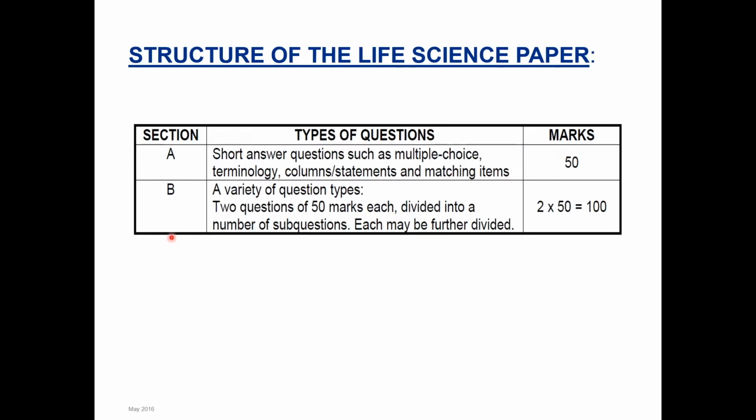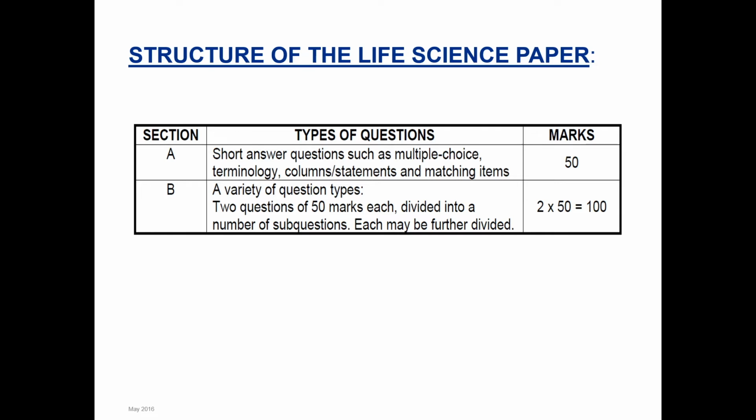Your paper will be made up of Section A, 50 marks, Section B, 100 marks. Now, in Section A, you'll be tested with multiple choice questions, terminology, column statements, and matching items. Section B, you'll have a variety of questions. You'll have question 2 and 3, 50 marks each, and here you can get a variety of questions. Here you can also get your level 4 questions, which will be about 5% of your paper.